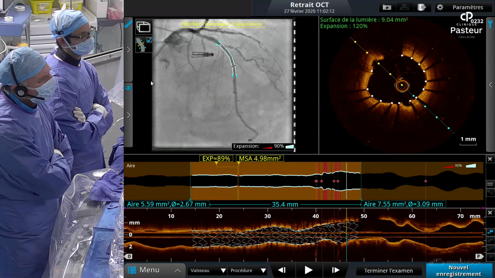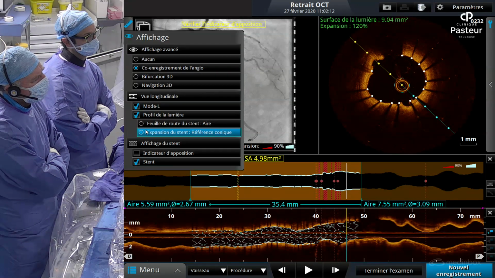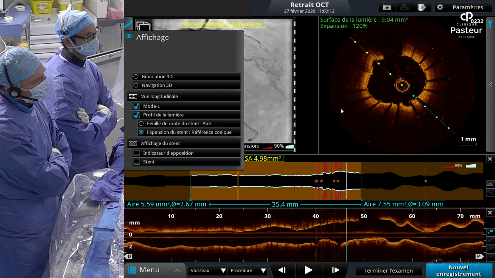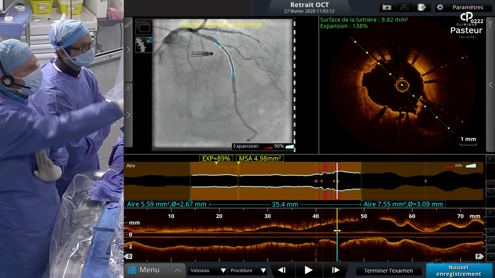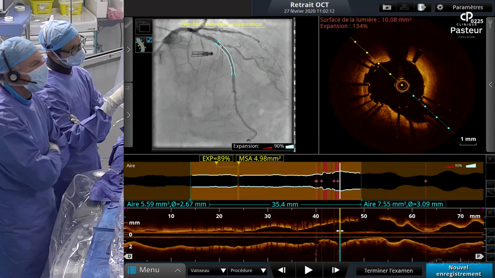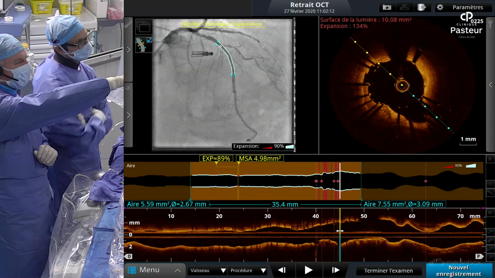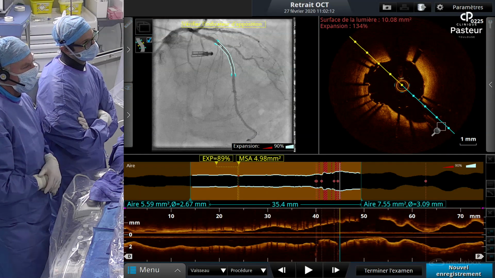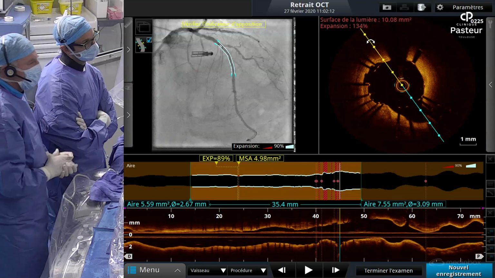Probably there is one strut that is not touching the wall, but I think it's not really a problem. Here it's the bifurcation. You see here we have the bifurcation, just in front of the bifurcation. The dot is exactly at the point of the bifurcation, so we are sure of where we are. And I think that the opening of the diagonal branch is okay for me.